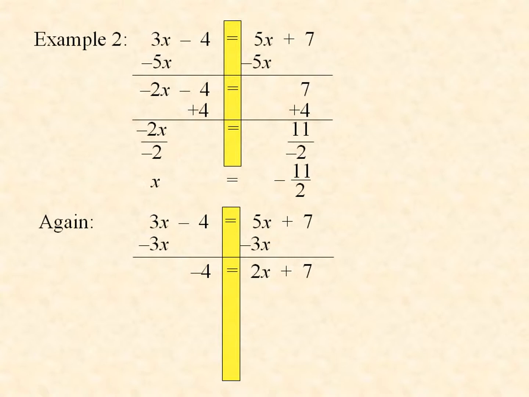Now we want to get the x by itself on the right, so we will add negative 7 to both sides. That leaves us negative 11 equals 2x. We can get rid of the 2 in front of x by dividing by 2. And again, we get negative 11 halves as the value of x. So we can either isolate x on the left side or on the right side. It really doesn't matter.